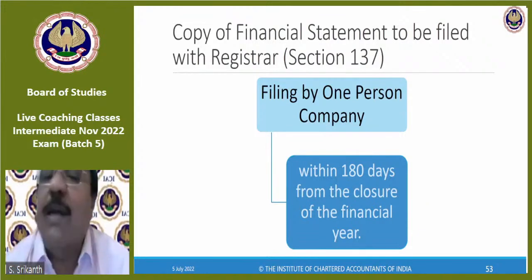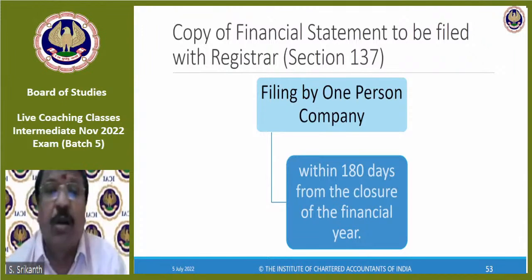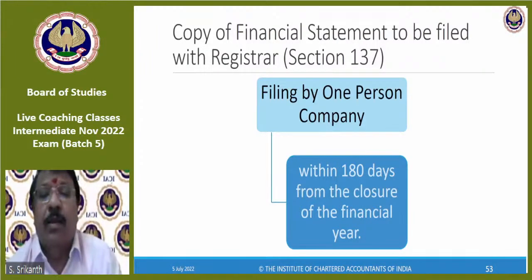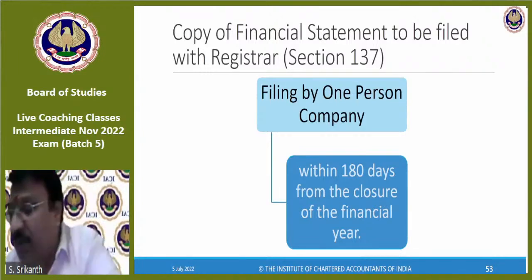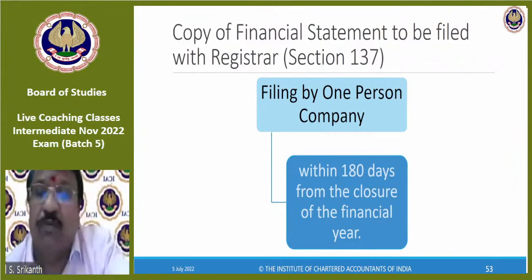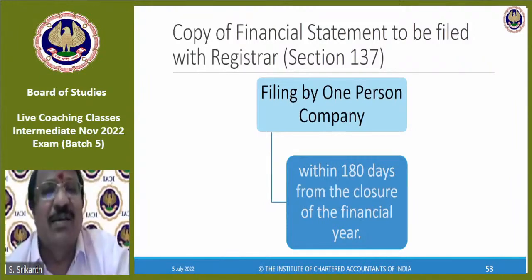Now, for other companies, the time is 30 days, right? For a one-person company, the financial statements have to be filed within 180 days from the closure of the financial year. 180 days time they are giving for OPC. Because who is involved there? Only this one person. Chalo, you file it within 180 days is what they are saying.